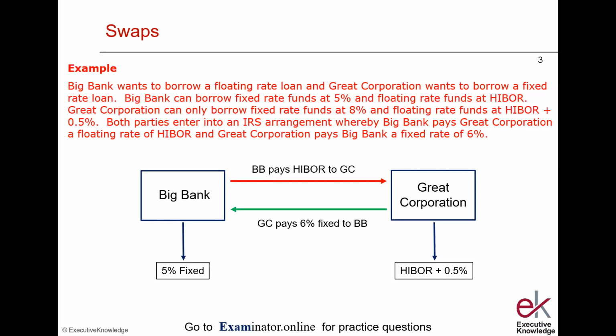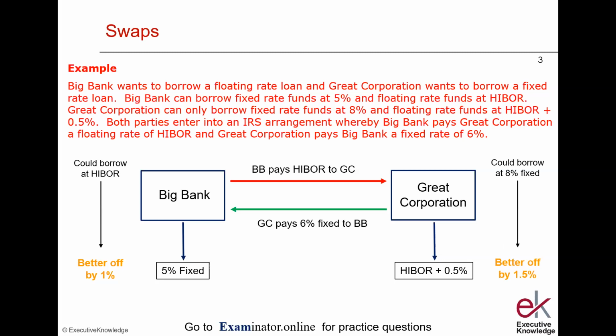However, it's paying fixed, and it wanted to pay fixed at 6% to Big Bank when it could only get it in the market at 8%. So what's the outcome? The outcome is that Big Bank could borrow at HIBOR. It is borrowing at HIBOR, but it's receiving 6% fixed, paying 5% fixed, net better off by 1%. What about Great Corporation? Great Corporation could have borrowed at 8% fixed. It's now borrowing at 6% fixed.